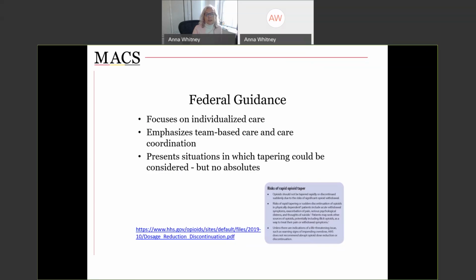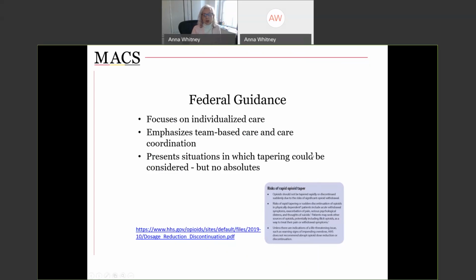That it also really is going to take a team. And the guidance emphasizes team-based care and care coordination. Whether it's a team that is put together inside a practice, or whether you actually even have to go outside the practice to get all the team members and the expertise that may be needed. And the guidance presents situations in which tapering could be considered, but there really importantly are no absolutes, just as there are no absolutes in many, many areas of medicine.